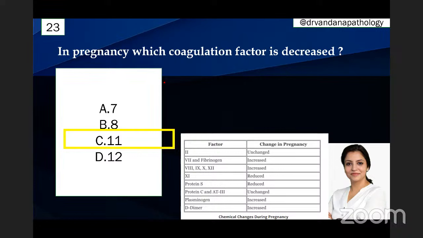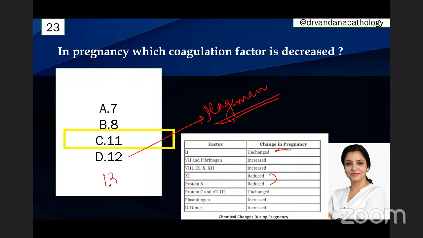So guys, you have to remember that the coagulation factors are normally always increased in pregnancy. It's a hypercoagulable state, but factor 11 and protein C are reduced. Okay, so factor 11 and protein C are always reduced, whereas other coagulation proteins are increased. Remember, factor 2 is unchanged. Please remember, factor 12 is also called Hageman factor, because its deficiency doesn't produce symptoms, it doesn't produce bleeding. In fact, it produces thrombosis.